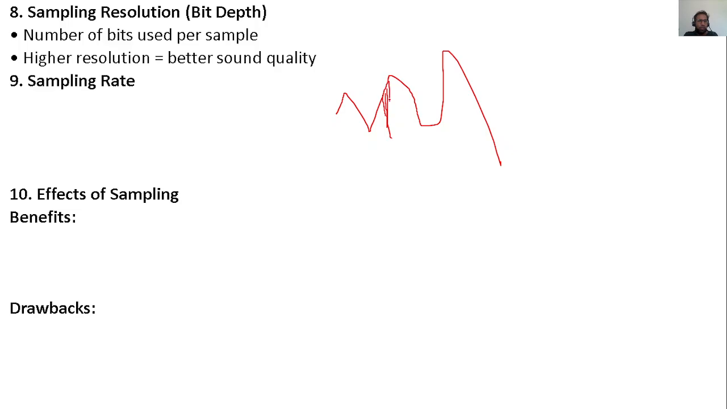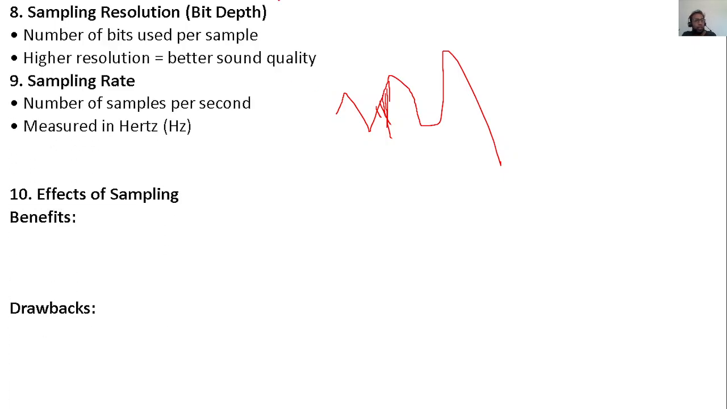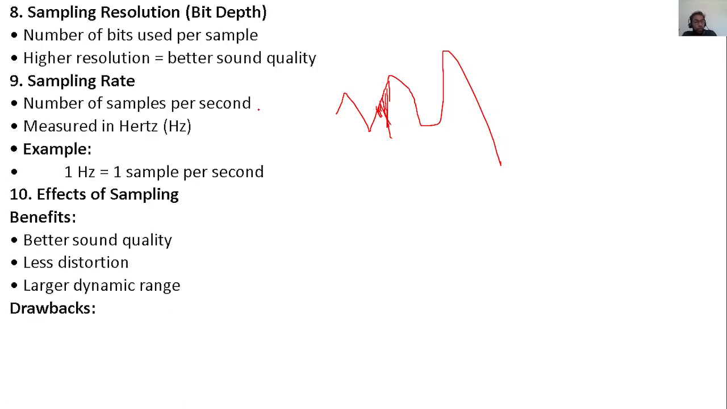So all of these are small samples of it. Higher resolution equals better sound quality. The more bits we take, the better the sound quality will be. Then there is the sampling rate, the number of samples per second. How many samples we are collecting per second is basically called the sampling rate, and it is measured in hertz. Hertz is a unit. 1 hertz is equal to 1 sample per second.